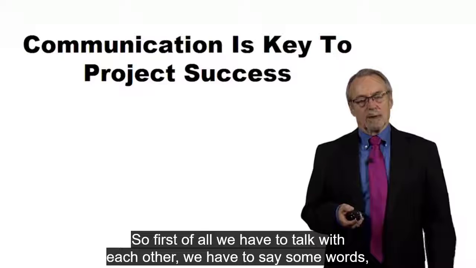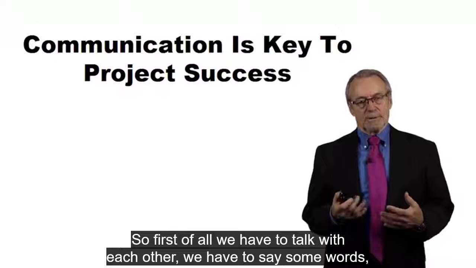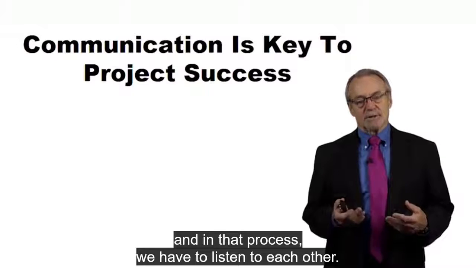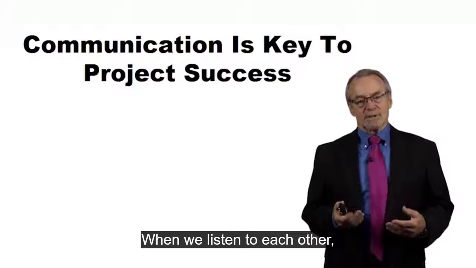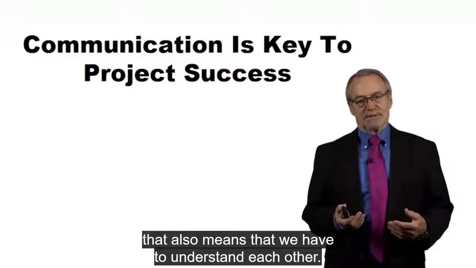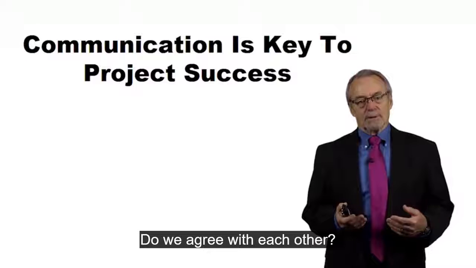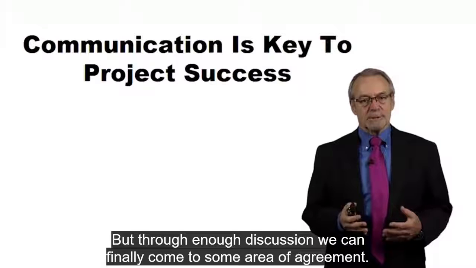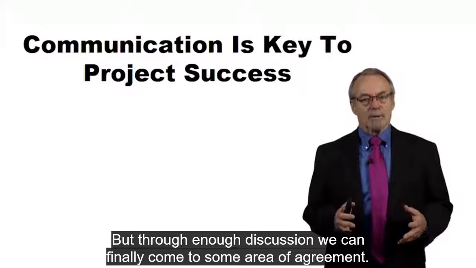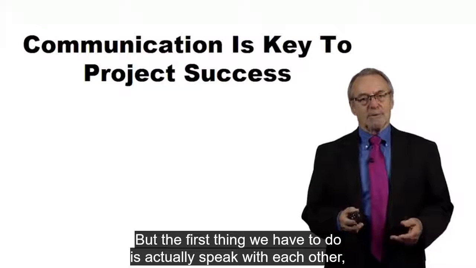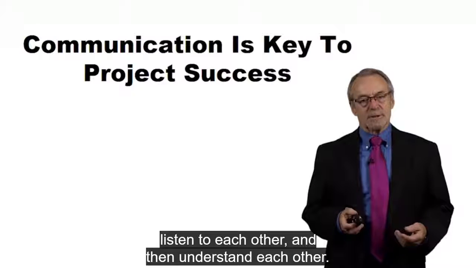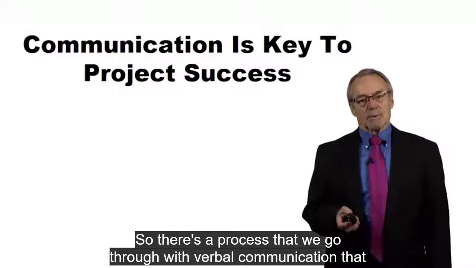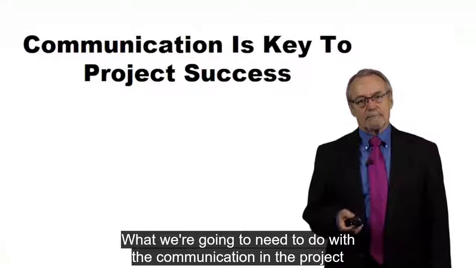So first of all, we have to talk with each other, so we have to say some words. And in that process, we have to listen to each other. When we listen to each other, that also means that we have to understand each other. Do we agree with each other? Maybe we do or maybe we don't. Through enough discussion, we can finally come to some area of agreement. But the first thing we have to do is actually speak with each other, listen to each other, and then understand each other. So there's a process that we go through with verbal communication that helps us do that.